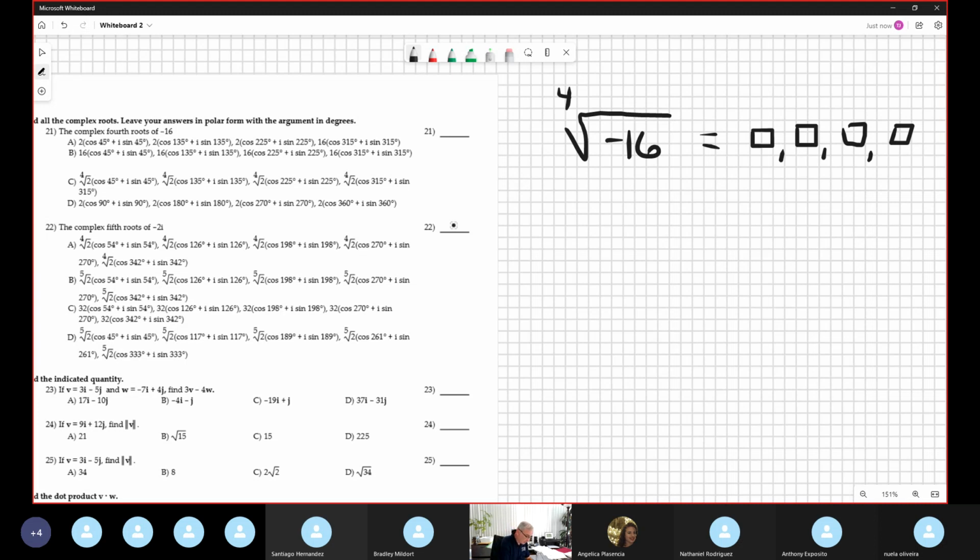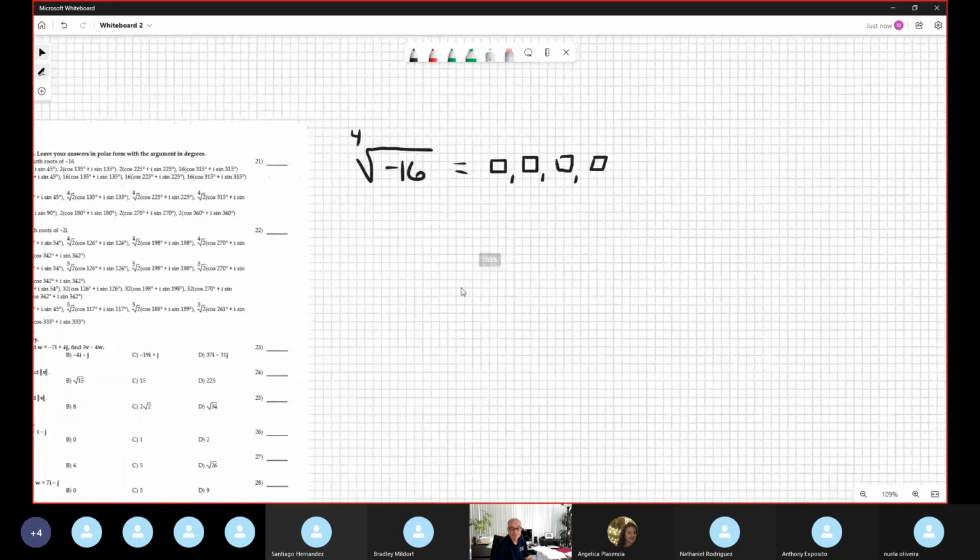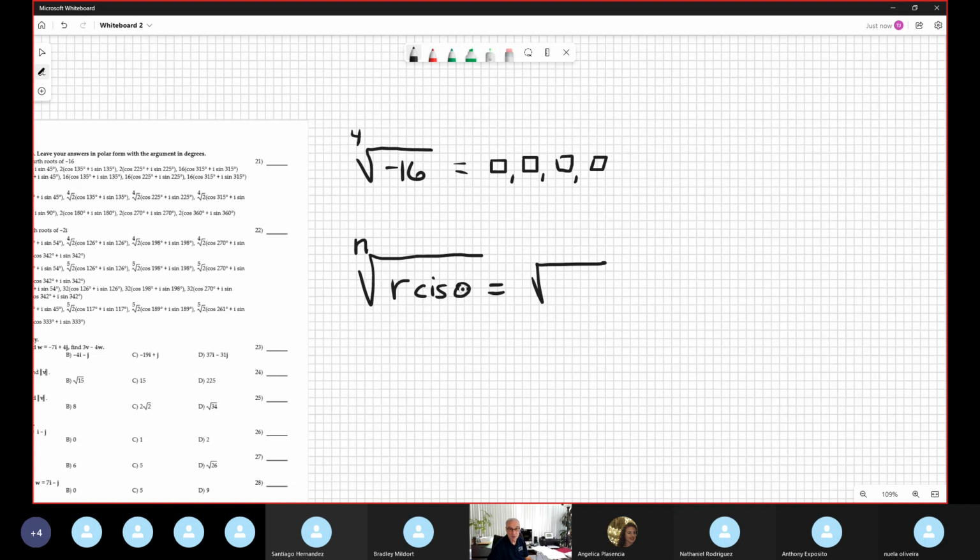So what is the formula? The nth root of any complex number expressed in polar form, r (cosine plus i sine theta), is equal to the nth root of r for the radius. It's similar to the power, but a little bit more complicated. It's theta plus 360 degrees k, divided by n. This is the argument for the cosine and sine.